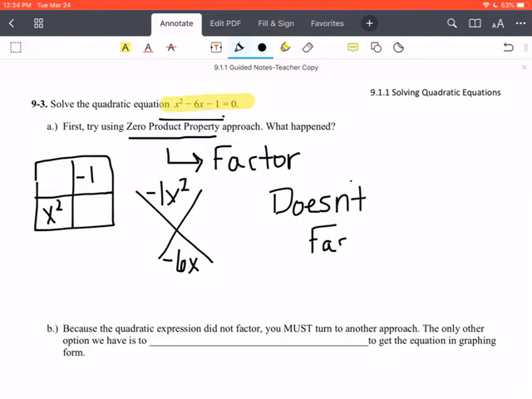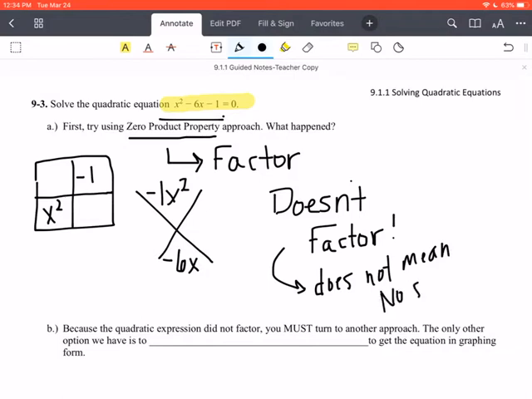So here is where some people get lost. Just because something doesn't factor does not mean you can jump to saying no solution. So just because we wrote doesn't factor, this does not mean no solution. And I want you to write that down. It does not mean no solution. Okay? What are we going to do, though, when something doesn't factor? We have to turn to an alternative method.